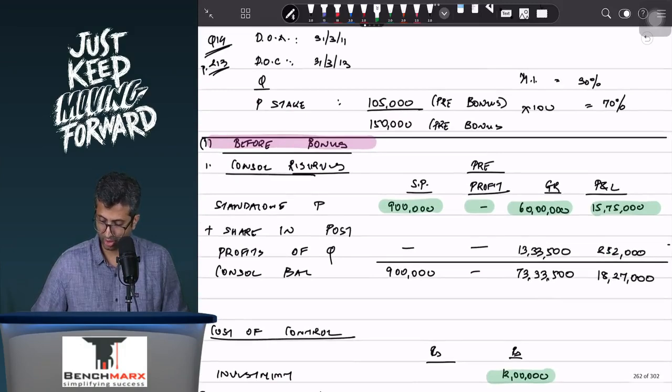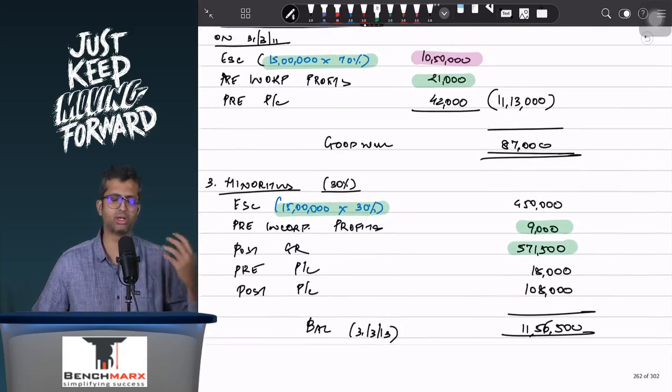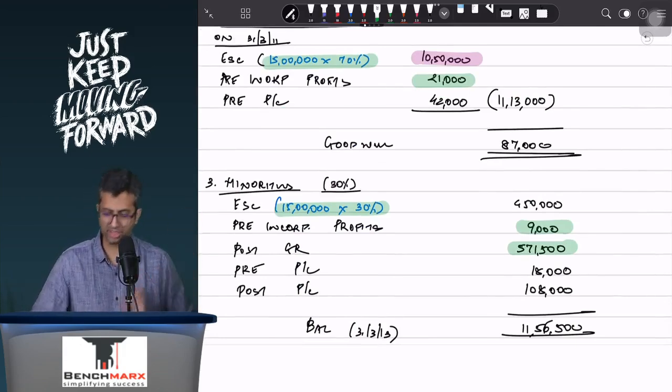So as you can see over here, 13,33,500 is in the post profit section, and the remaining 30%, that is 5,71,500, will be along with the minorities. Obviously, when you do post bonus, this will be slightly different.